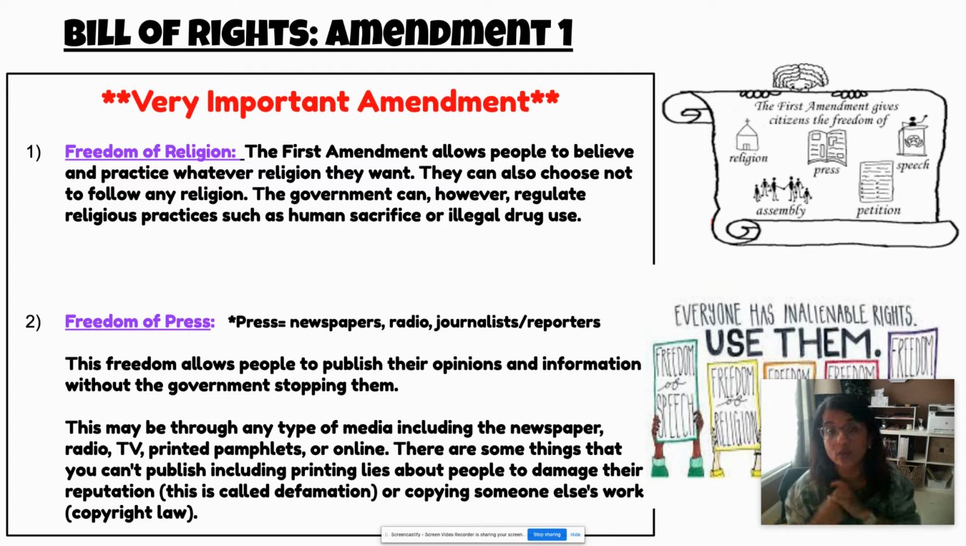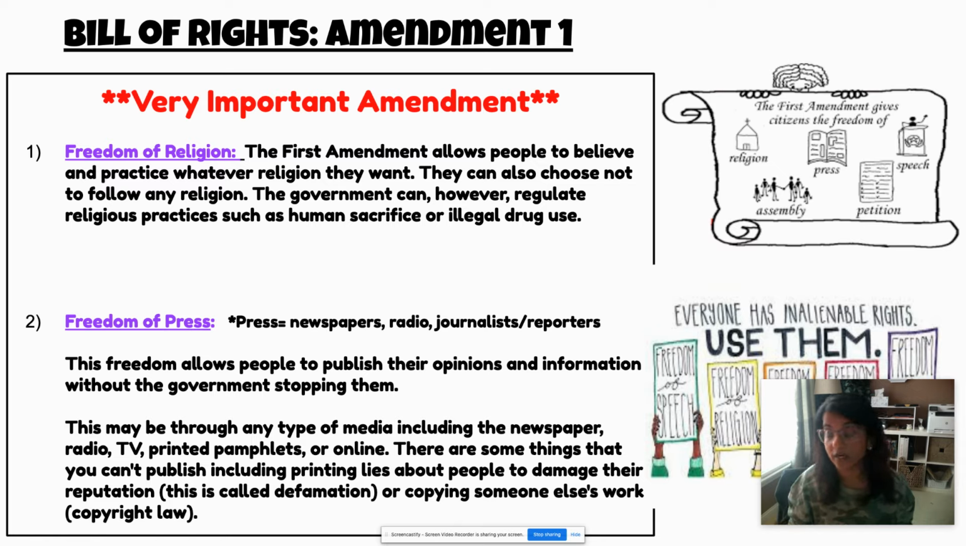Like, number one, religion. Freedom of religion allows people to believe and practice any religion they want, and they can choose to follow any religion they want. And the government cannot make sure we're doing certain things for that religion. Now, we can't obviously have a religion that hurts other people, like human sacrifice or illegal drug use. But if it's a religion that you believe in, you have the right to practice that. So, very important.